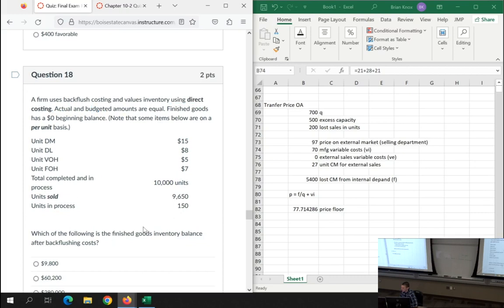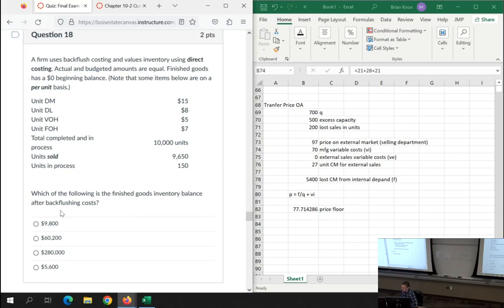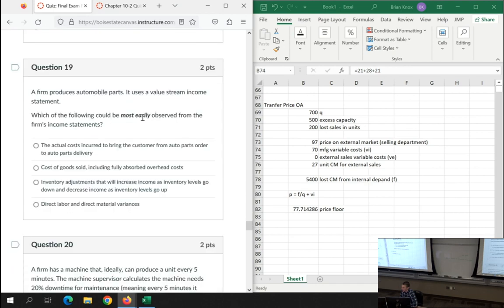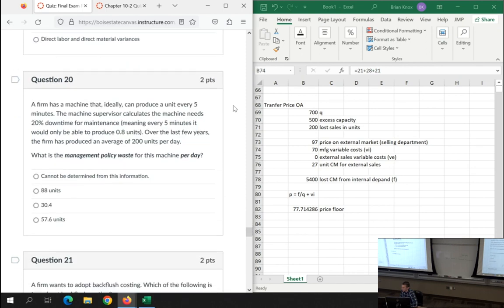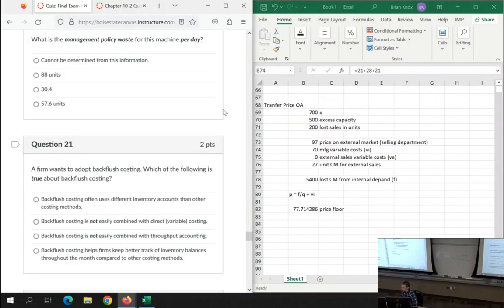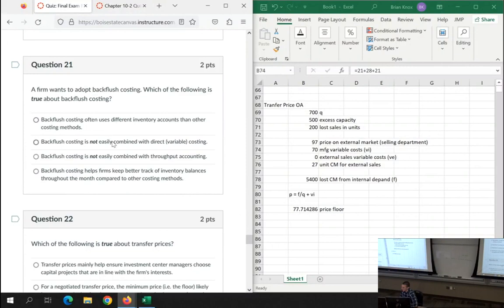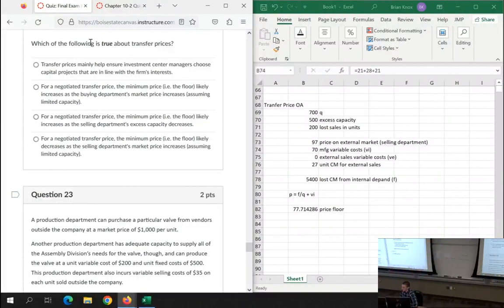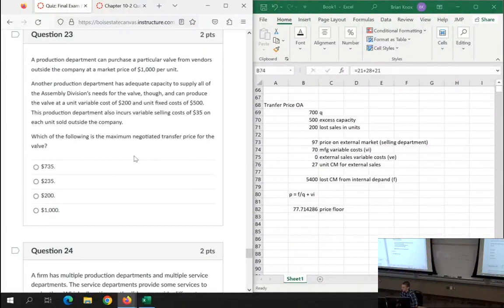Direct costing, a chapter 8 question here for backflush. Got a conceptual question here about value stream income statements. We've got one of those capacity variance questions. Okay, another conceptual backflush costing question, and a conceptual transfer price question.